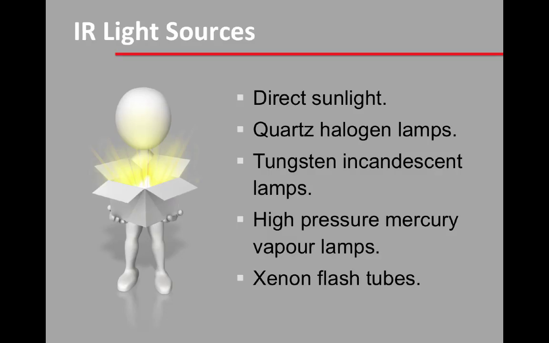So that's talking about the spectral sensitivity. That was the first optical parameter. The second optical parameter was that the light source must contain infrared. Now, lots of light sources already contain infrared. Direct sunlight, which is what we use mostly for reflected infrared photography, contains loads of infrared, so that's a light source that's not problematic. Some other artificial light sources are quartz halogen lamps, tungsten incandescent lamps, and high pressure mercury vapor lamps certainly do. Xenon flash tubes do as well.